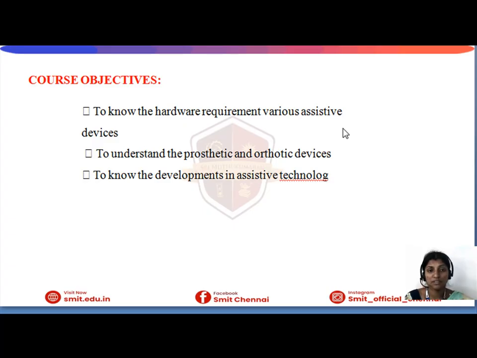Core objectives of this subject are to know the hardware requirements, various assistive devices, to understand the prosthetic and orthotic devices which are used as the stimulation tools, to know the developments in assistive technology, and to know about the recent trends in assistive technology.